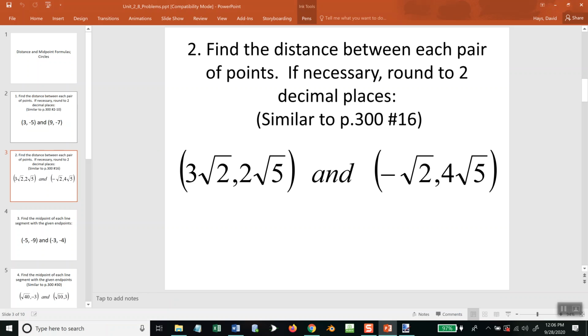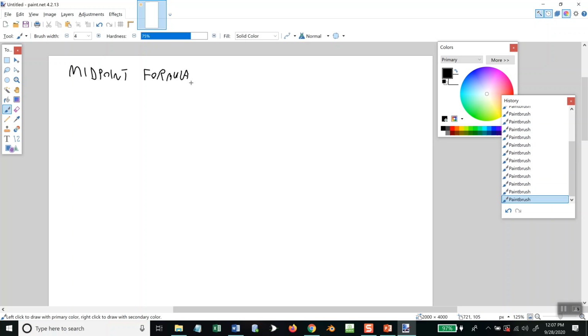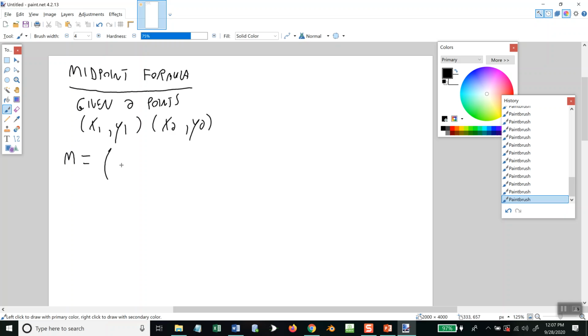Okay, now the next topic is the midpoint. Oops, sorry, I was thinking about the election. Given 2 points, x1, y1, x2, y2, the midpoint is x1 plus x2 divided by 2, and y1 plus y2 divided by 2.